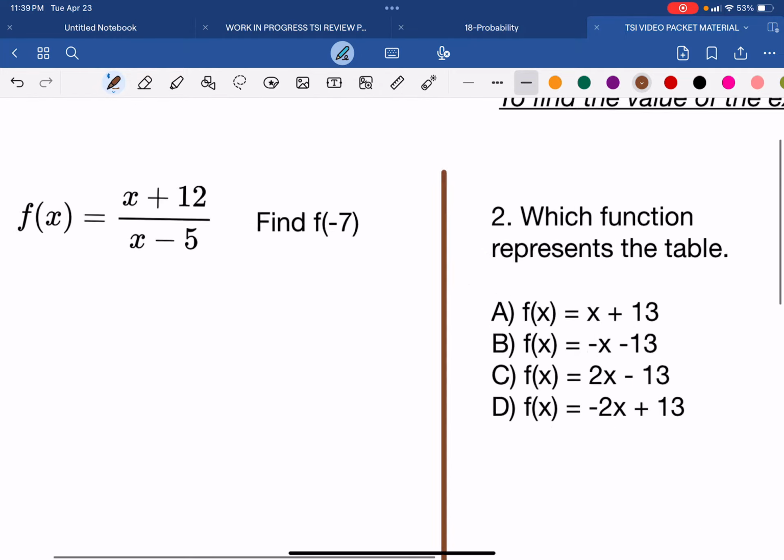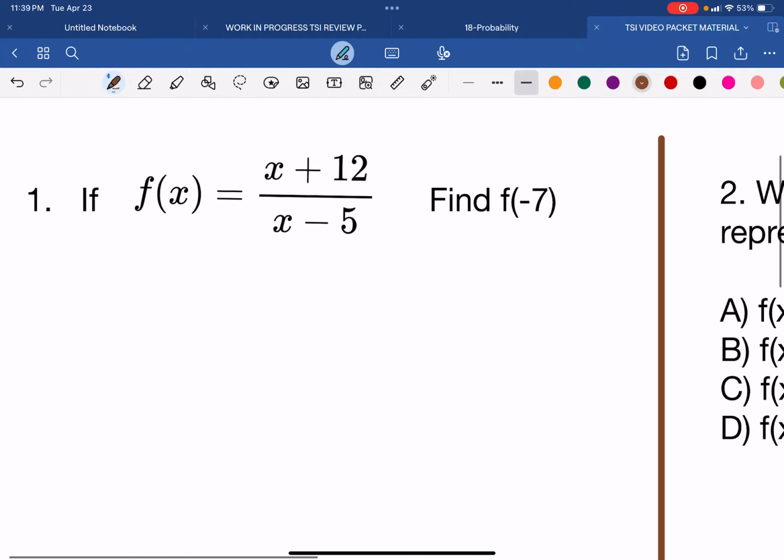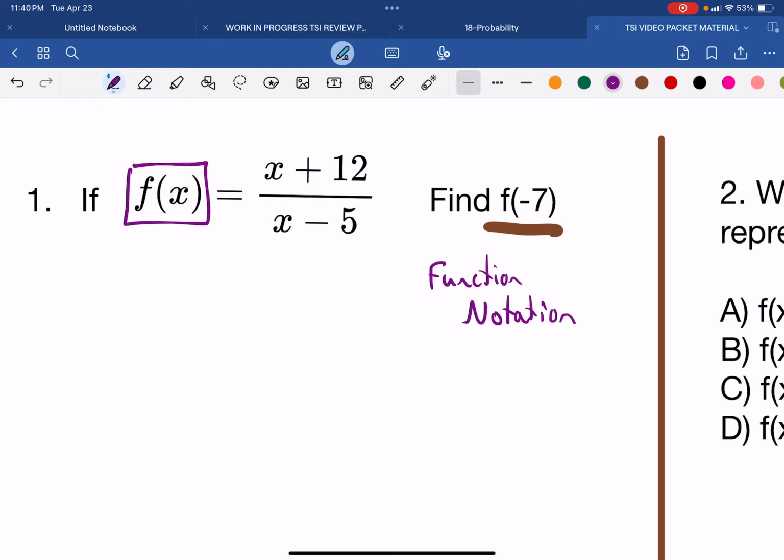Very simple. Here's question number one. It says, if f of x is equal to x plus 12 divided by x minus 5, find f of negative 7. This is function notation. And by now you should be familiarized with this. When something's written in this format, the inside part represents the x.